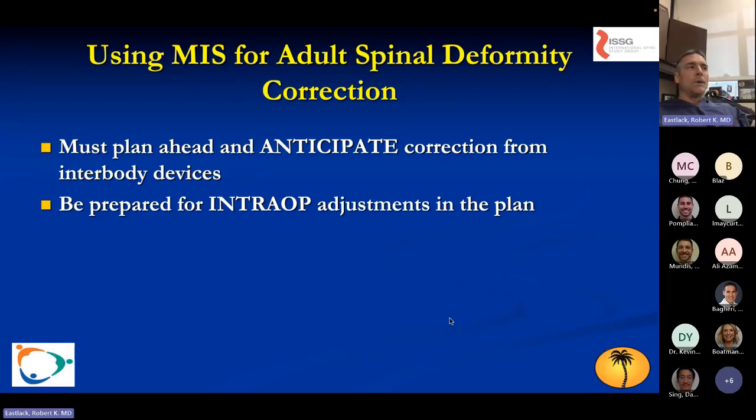And so one of the things to be thoughtful about if you use MIS with deformity is you have to be prepared for intra-op adjustments in the plan. That may be on the anterior side, but it's definitely on the posterior side. If you are thinking, I am just going to do percutaneous fixation, you may be missing the target more often than you think.